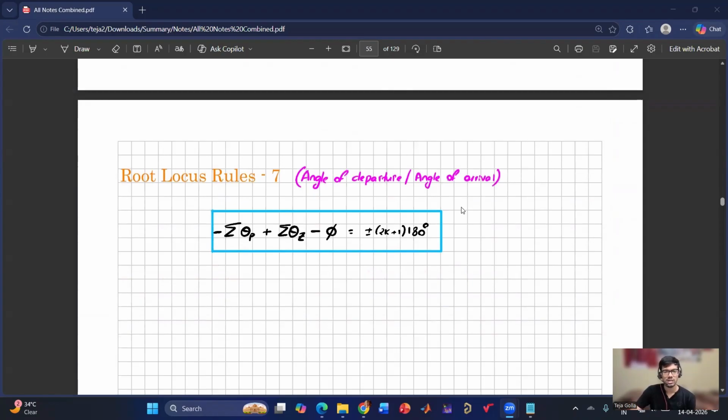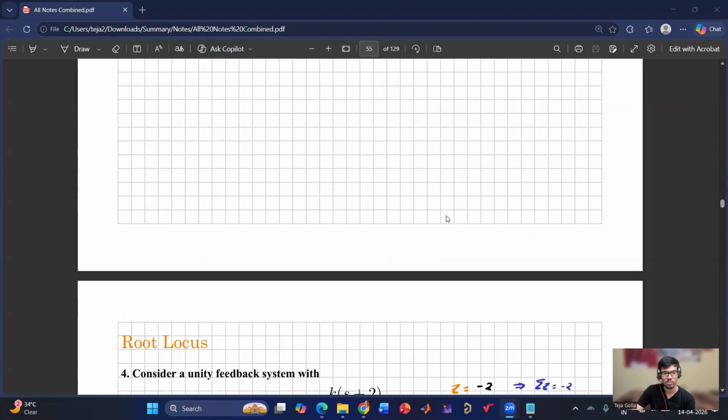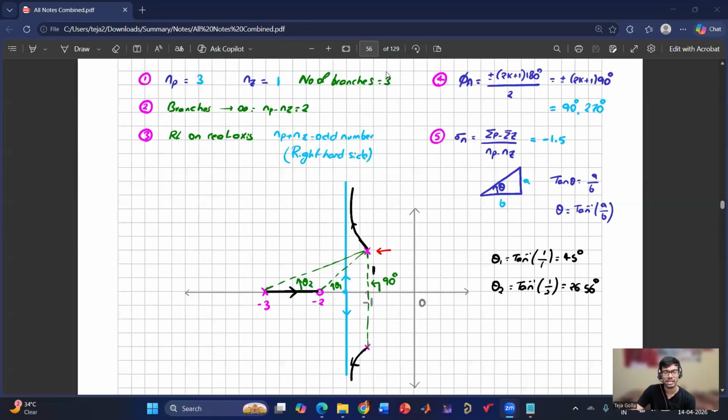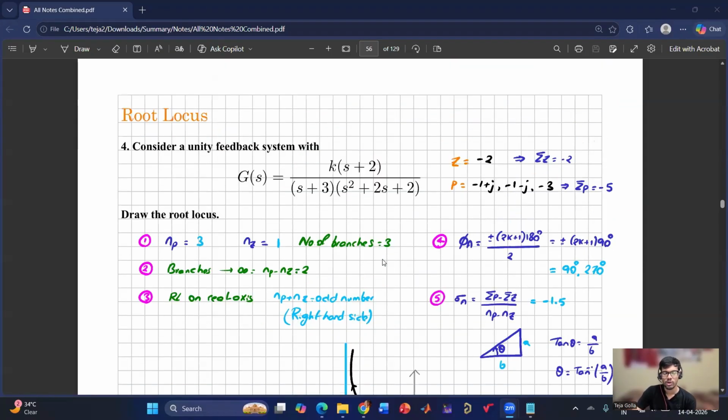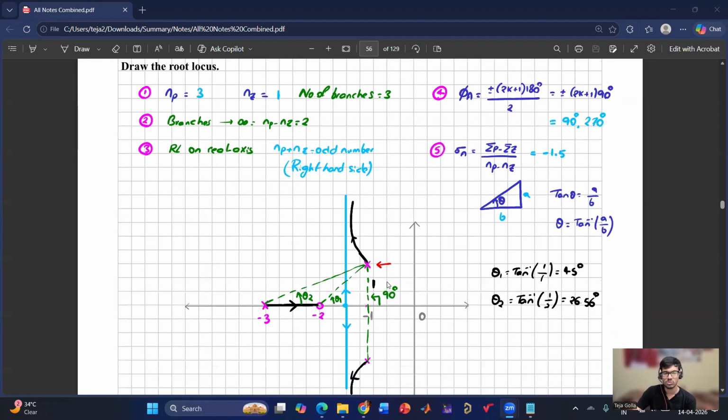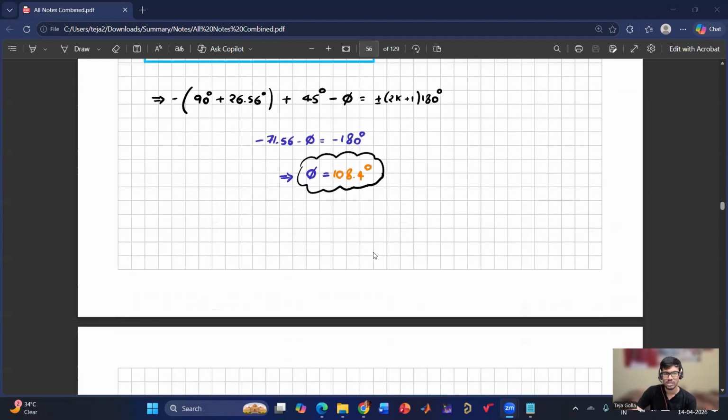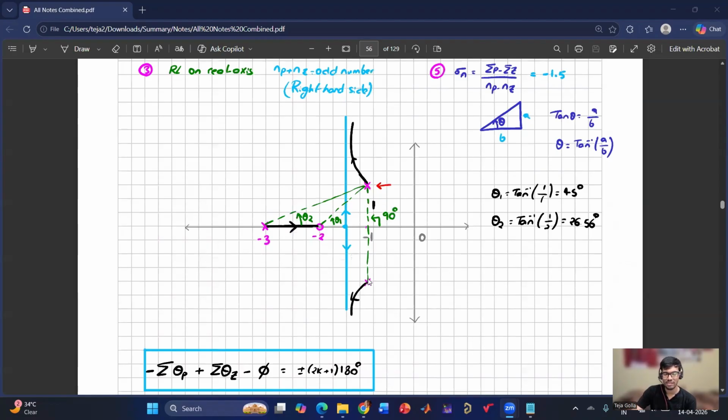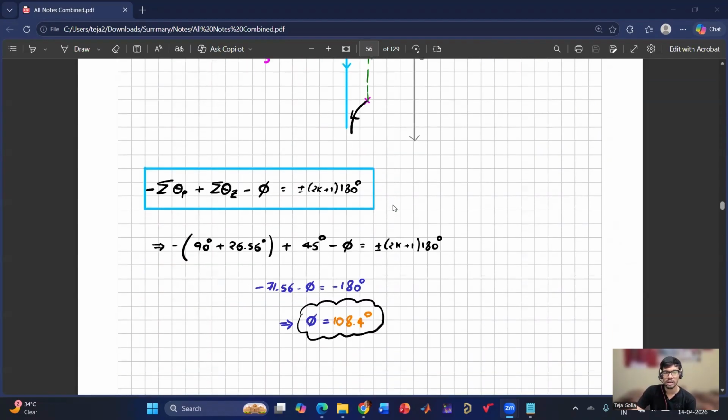Then rule number 7 is the angle of departure or angle of arrival. Here we have seen how to calculate the angle using the angle criteria, and then we solved one problem where we had to calculate the angle of departure or angle of arrival. We know that this point is a closed-loop pole, so it has to satisfy the angle criteria, which means the summation of all the angles should be what? Odd multiples of 180 degrees, plus or minus. In that way, we can say at what angle it is moving, and we can get the angle of departure. Since it is symmetric, if I know this angle, I will also know this angle, because it is like a mirror image.